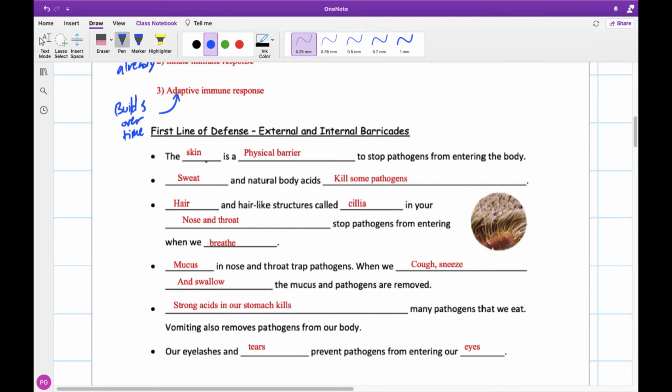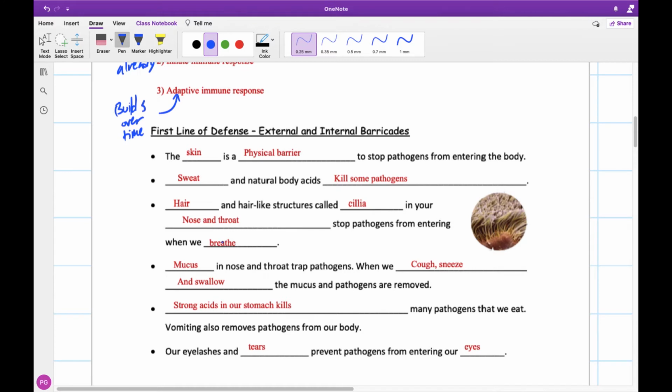So the biggest one that we have is our skin. It's a physical barrier that stops pathogens from entering our body. It covers us for the most part, so that means that pathogens can't get in because it has to pass through our skin. Sweat and other sorts of body acids kill some pathogens, like the things in your stomach, for instance. Hair and other hair-like structures called cilia in the nose and throat stop pathogens from entering when we breathe.